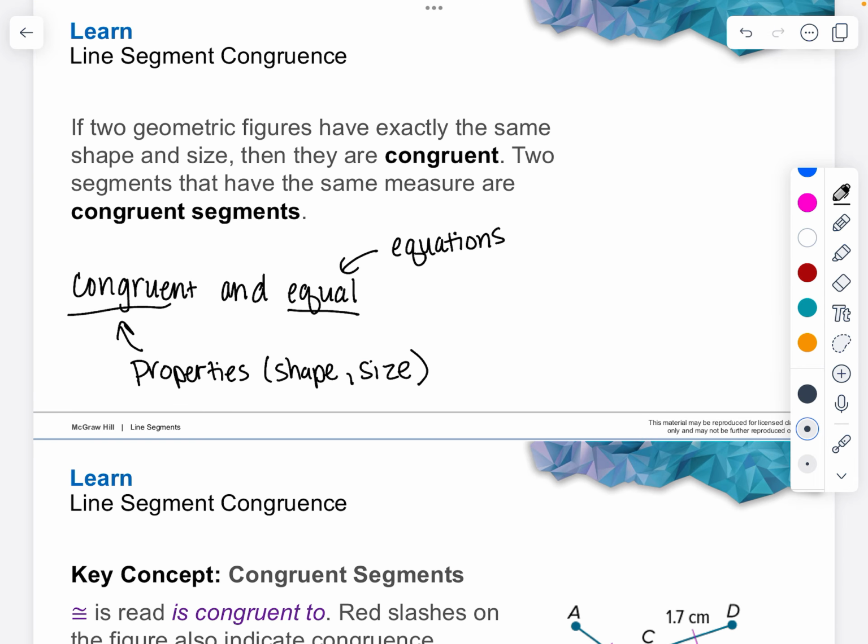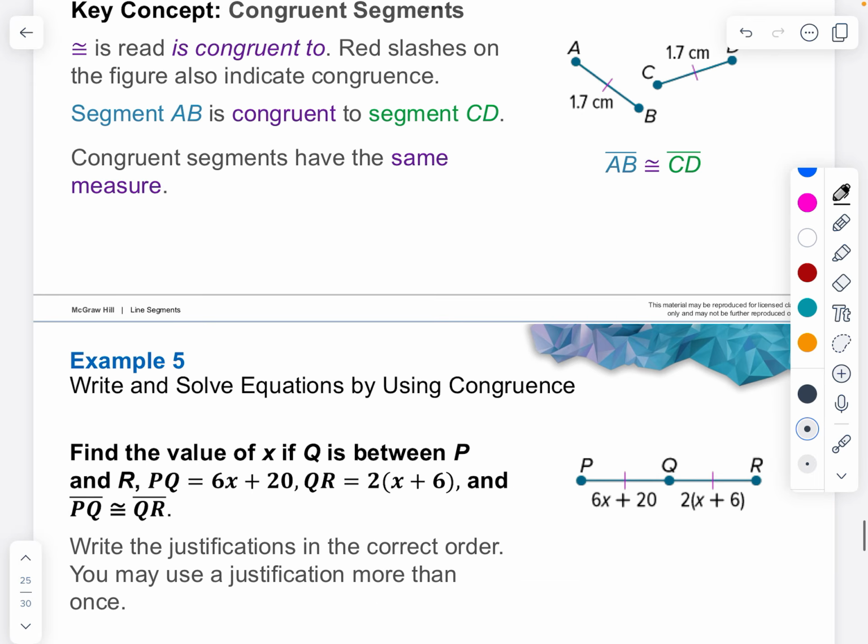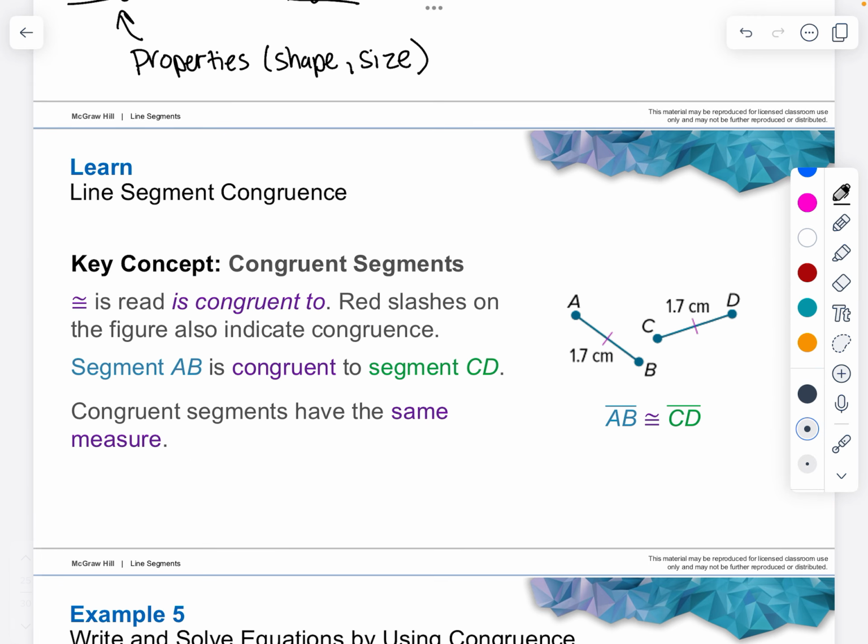So, how do I say that? Let's show you. Here we go. Congruent segments. And in your notes, they say congruent line segments. But here's the symbol for it. It looks like an equal sign, but it's got this weird little flick over the top of it. Looks like a sideways S. Okay? And we read it as is congruent to.